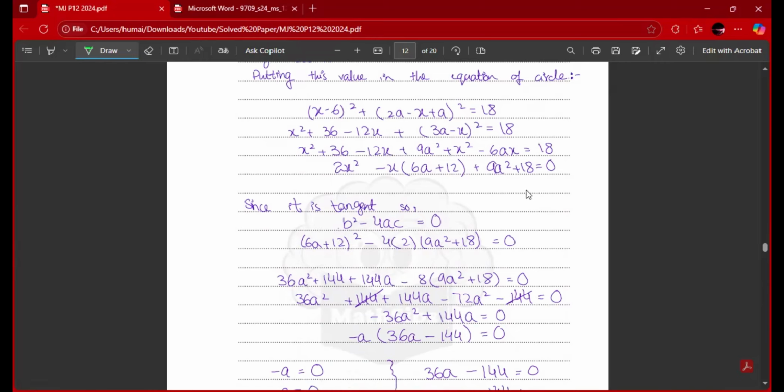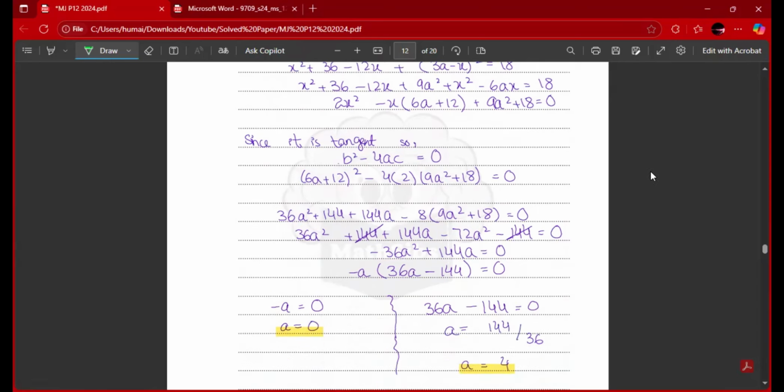They are saying that this line is tangent. What does that mean? That means that our discriminant b squared minus 4ac is equal to 0. This is an already established rule, so you have to remember it. So it's tangent, so we solve it. We put in the values: this is my A, this is my B, and this whole constant thing is my C.